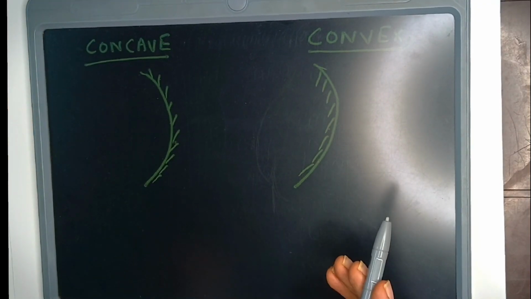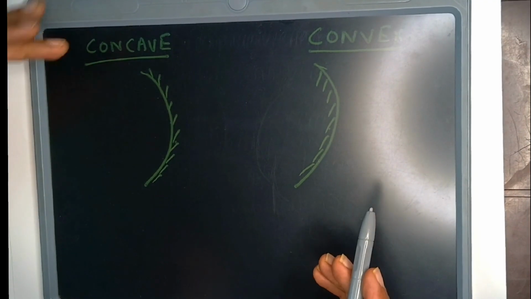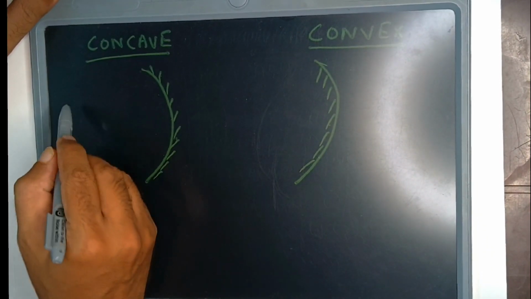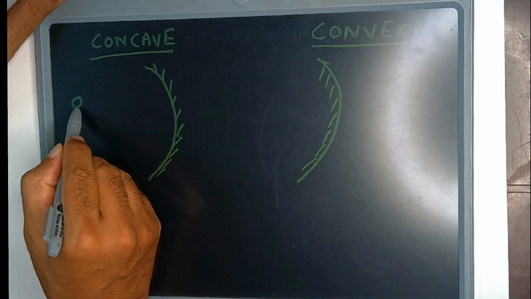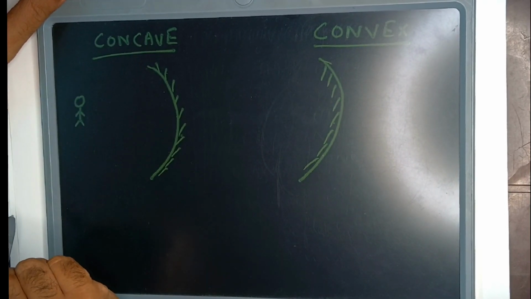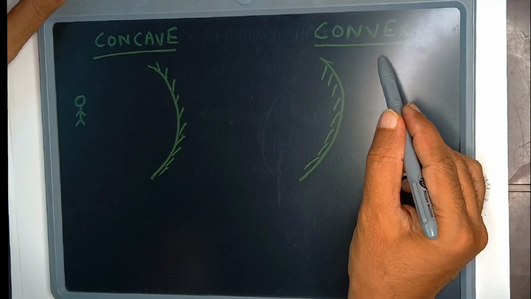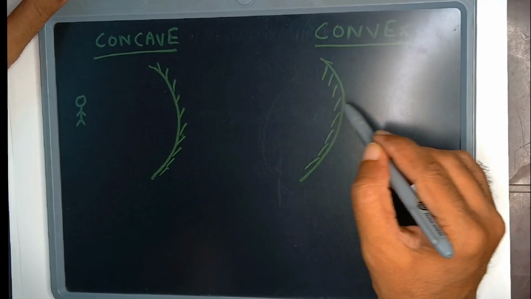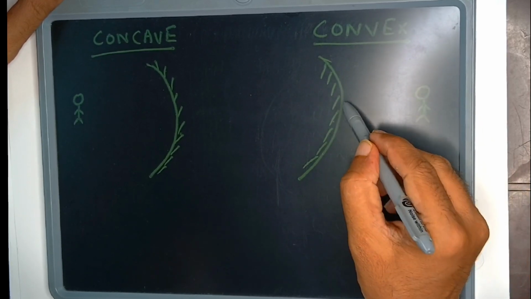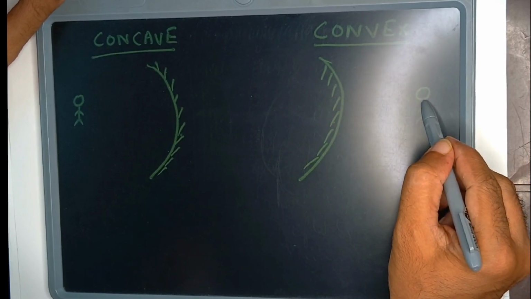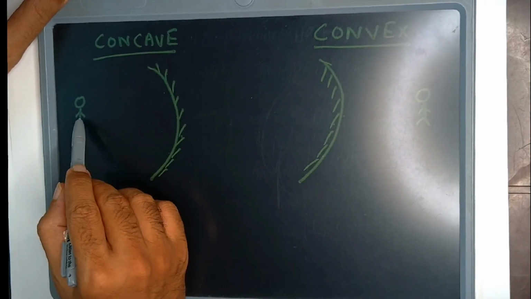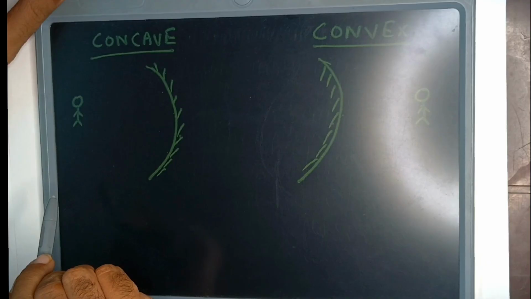Now if I have to see my image on a concave mirror, I have to stand on the reflecting side. Right? I have to stand on the reflecting side. And on the convex mirror, if I have to see my image, then I have to stand on the reflecting side, which is this side. The reflecting side is here, and I have to stand on the same side of the reflecting side. Here as well, on the same side of the reflecting side.